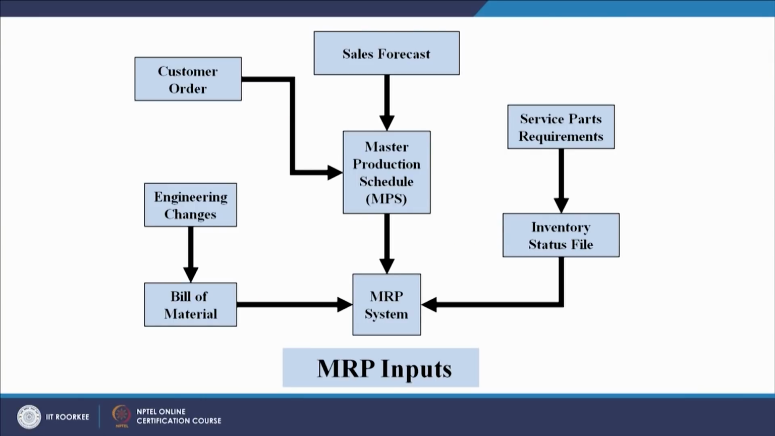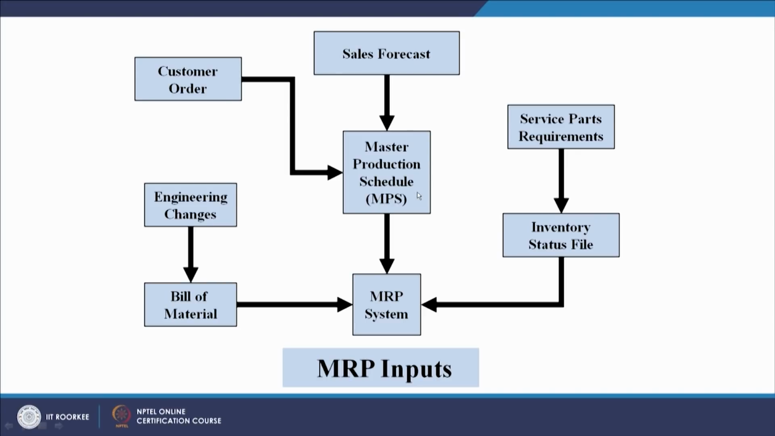Now these are the MRP inputs. On your screen you can see where the system gets an idea of how many parts have to be produced. It will be from the sales forecast. The sales forecast is an important part. Then the customer order. So we have two inputs for the master production schedule.